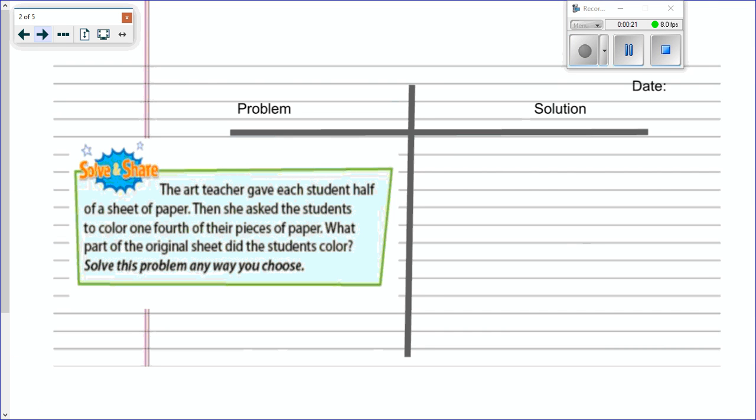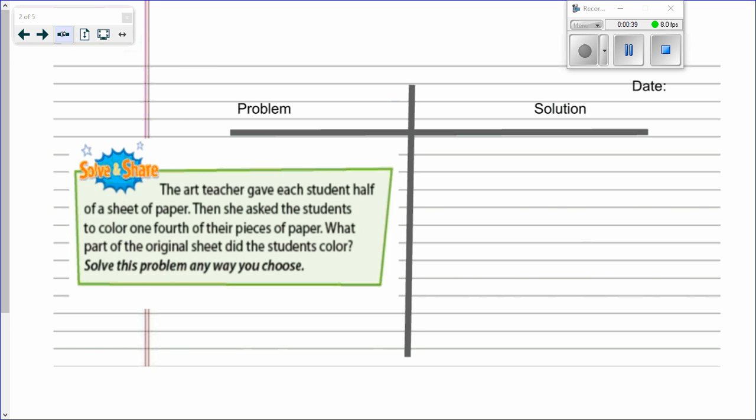Our problem today says the art teacher gave each student half of a sheet of paper. Then she asked the students to color 1/4 of their pieces of paper. What part of the original sheet did the students color? And you may solve this problem any way you choose.